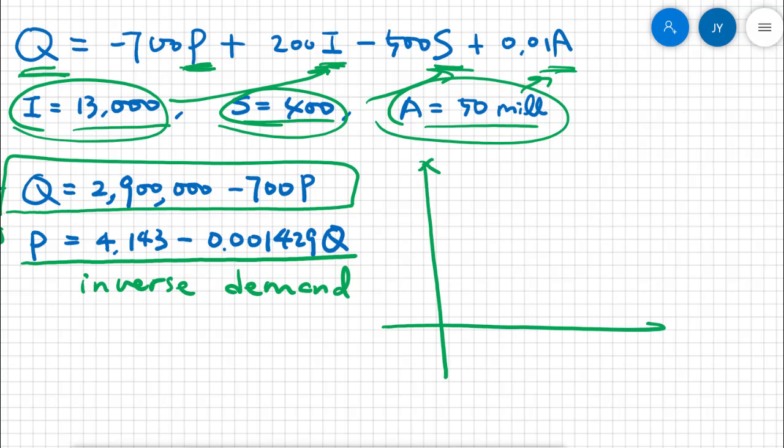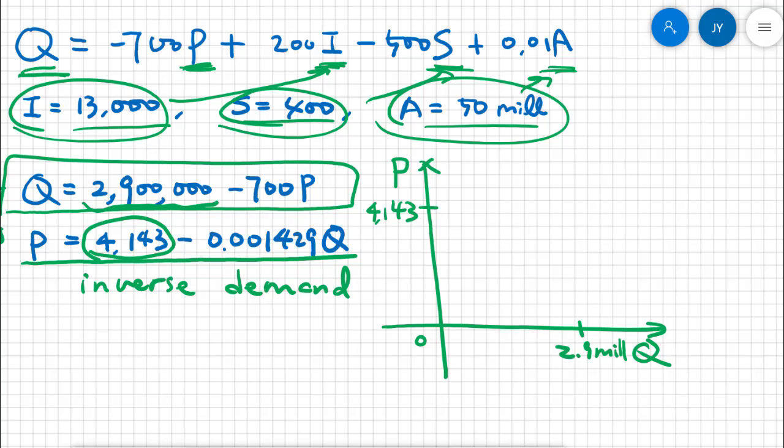So when you draw the demand curve, here is the origin, and quantity demanded is on the horizontal axis, and its own price is usually placed on the vertical axis. So it's convenient to have the inverse demand function as it already shows the vertical intercept. Here the vertical intercept will be 4,143, and of course the demand function shows you the horizontal intercept, which is 2.9 million.